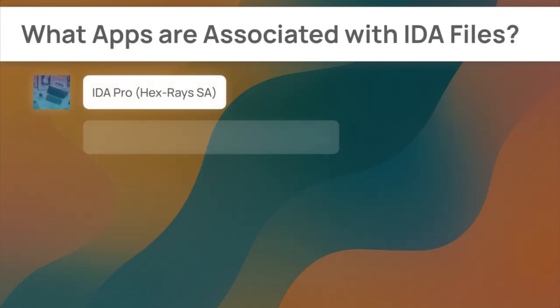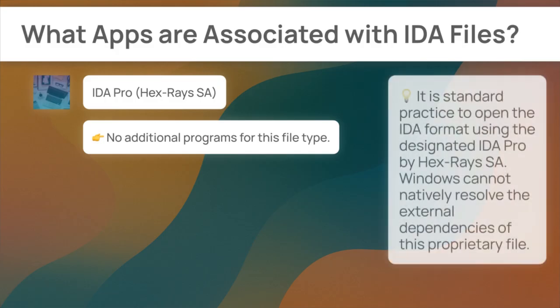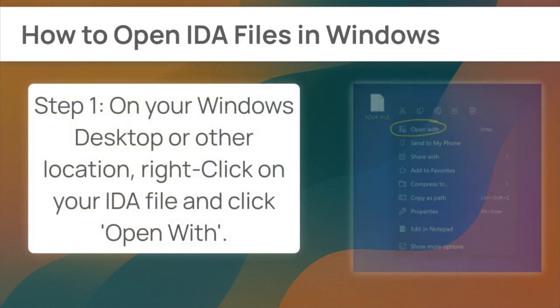The best utility for reliable viewing of IDA is known to be IDA Pro by Hex-Rays SA. Windows cannot natively resolve the external dependencies of this proprietary file. Windows gives only a surface-level look, so understanding the data requires proper DB tools. Begin the search for the right application.